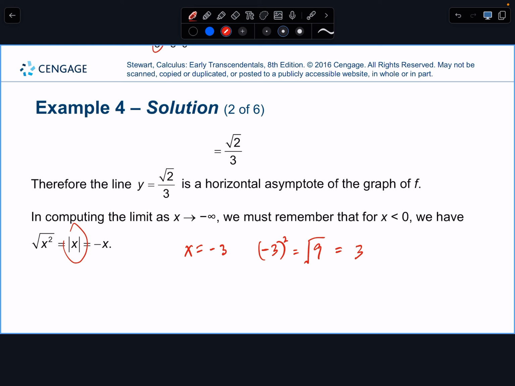And so 3, in relation to the original number, is not x, it's the opposite of x. That's what they're saying. I changed the sign of x, basically, by squaring it and taking the root when x is negative. Only when x is negative.